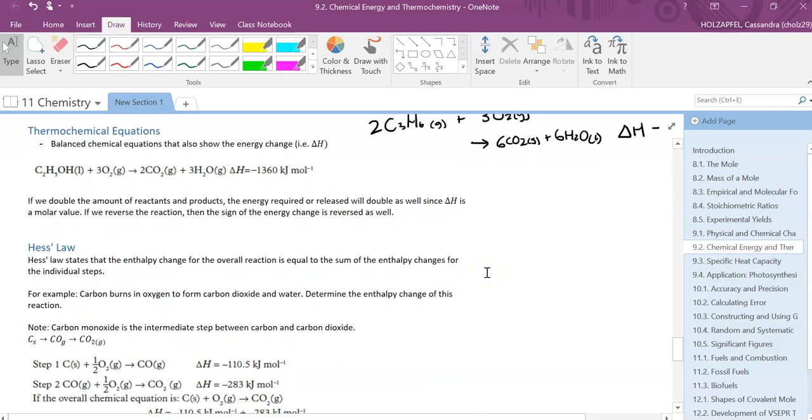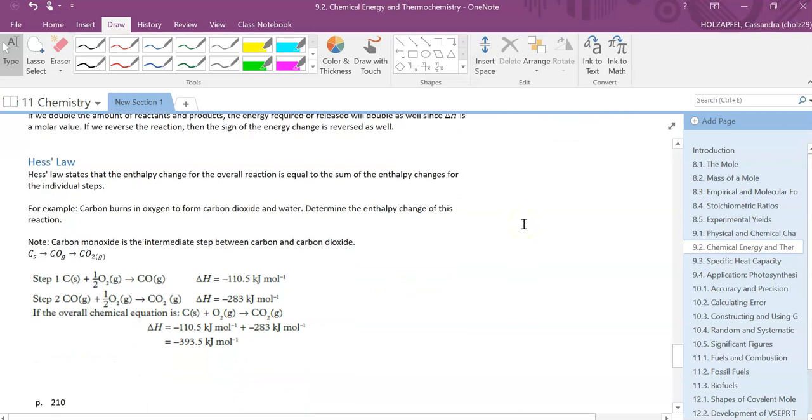Okay, so something really important to know. If we double the amount of products and reactants, then the energy required is going to double as well. So everything is proportionate. If I was to take my example from this previous one and say, actually, I've only got 1 mole of this substance, I've got 1.5 moles of this substance, I've got 3 moles of this and 3 moles of this, then my energy balance would have to halve as well.